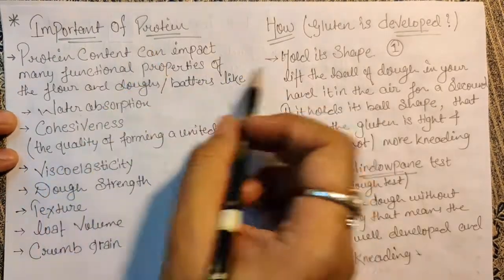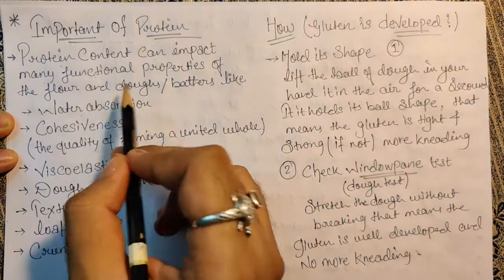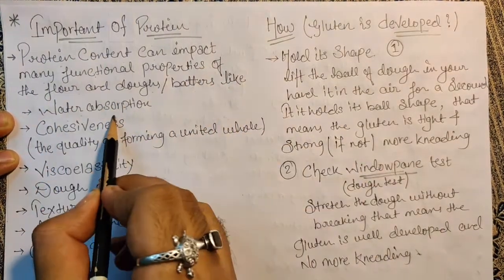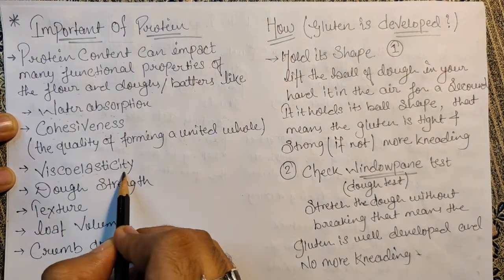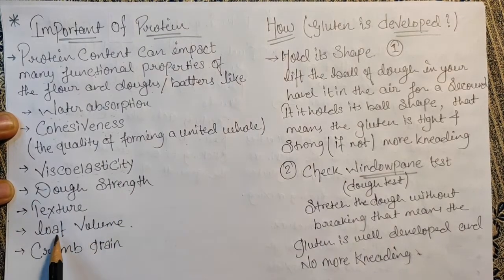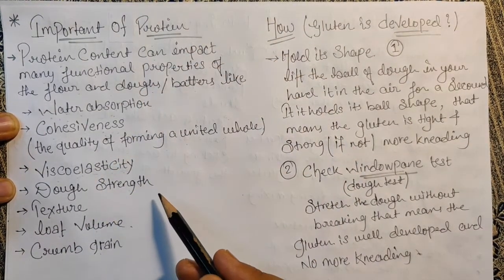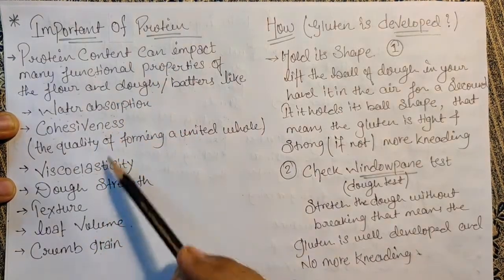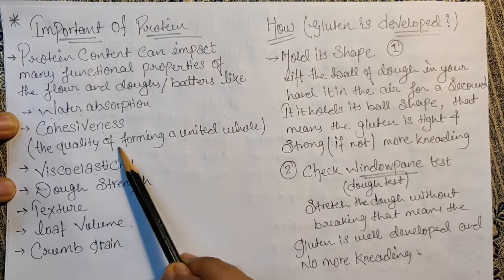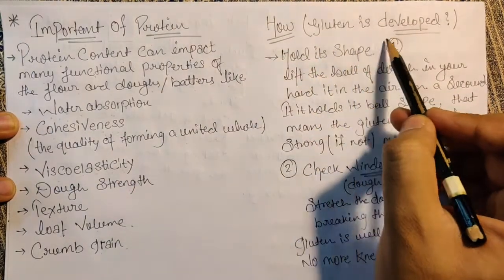Importance of protein. Protein content can impact many functions and properties of the flour and dough batter, like water absorption, consistency, the quality of forming a united whole, viscosity, dough strength, texture, loaf volume, crumb grain. Clear? So these are the importance of proteins. When the gliadin and glutenin mix together, that is what forms the gluten, and there the protein comes. And the protein helps all things. And proper kneading and moisture matter a lot, right? So this is the importance of protein. Clear with this?